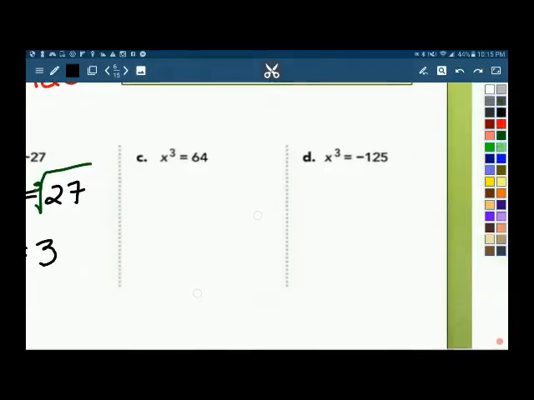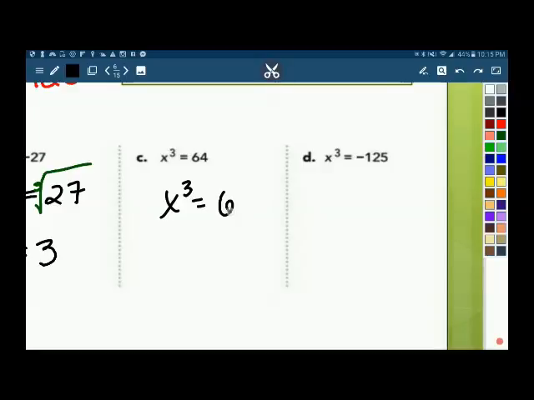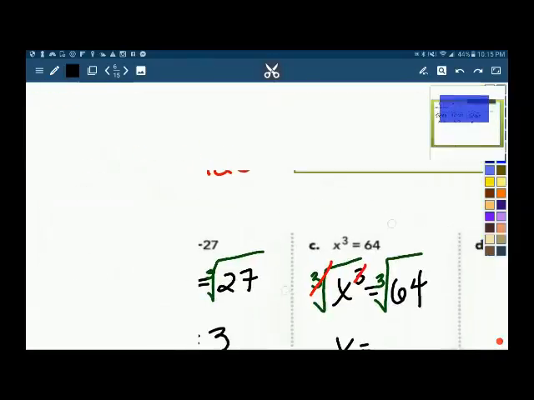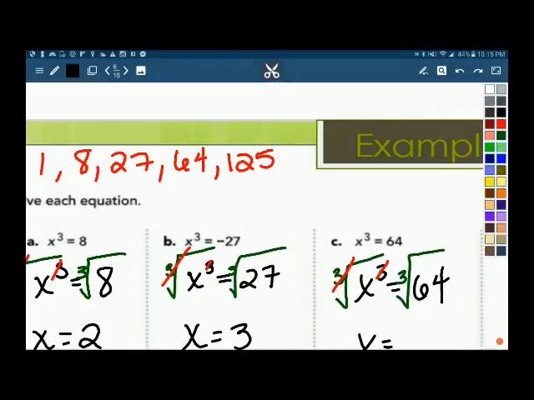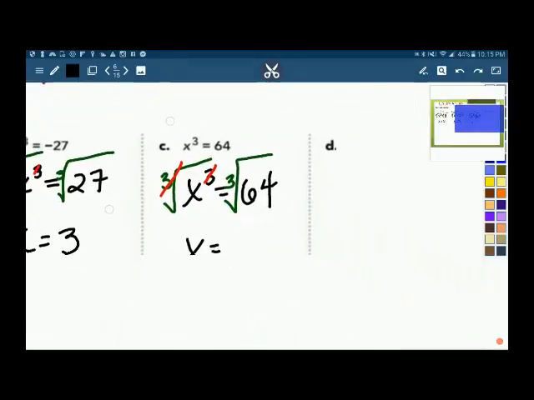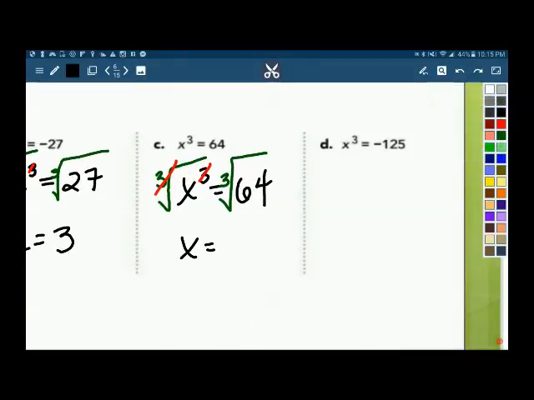Next one, get some good practice in here. Rewrite the equation. X cubed is equal to 64. We're undoing a cube, so we need to cube root each side, which cancels the cube and the cube root symbol on x, leaving that all by itself. And now we're doing the cube root of 64, which on our list, it looks like 4 cubed was 64, so the cube root of 64 is 4.